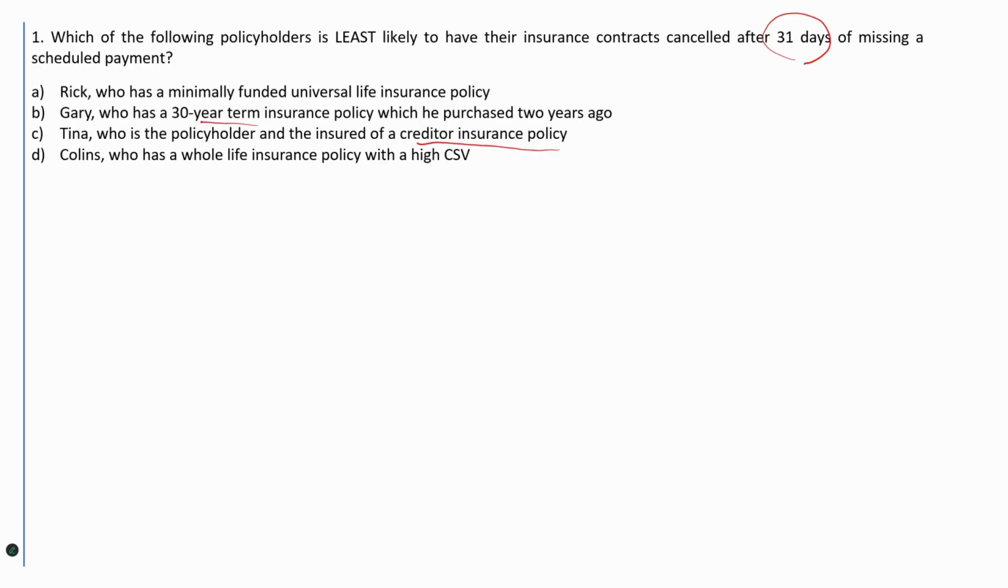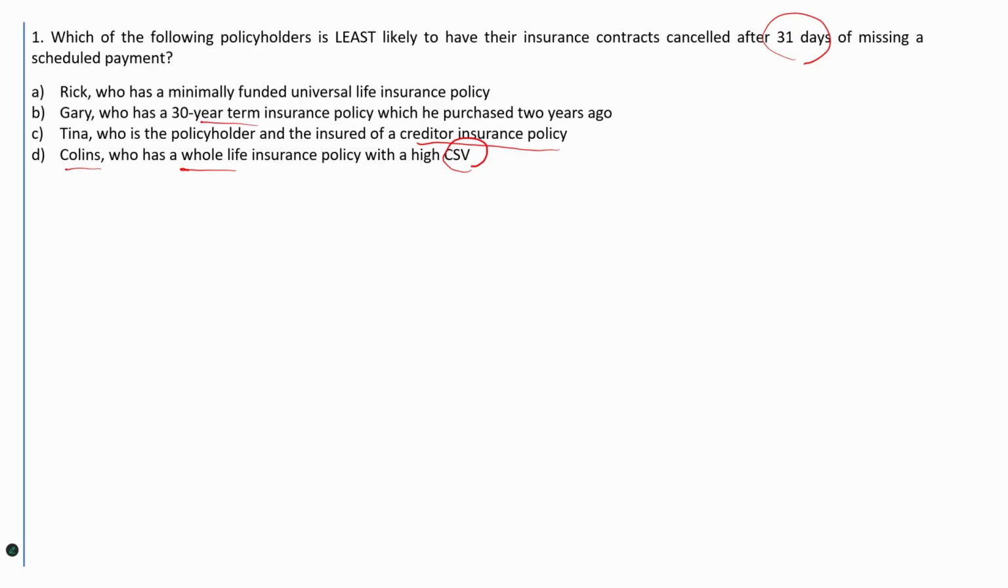So if you don't pay after 30 days, the grace period is over, and obviously the policy will lapse. But Colin has a whole life insurance policy with a high cash surrender value. What does cash surrender value mean? It means that if you cancel your policy, that is the amount of money that you're going to get, after all the deductions of the fees and everything.